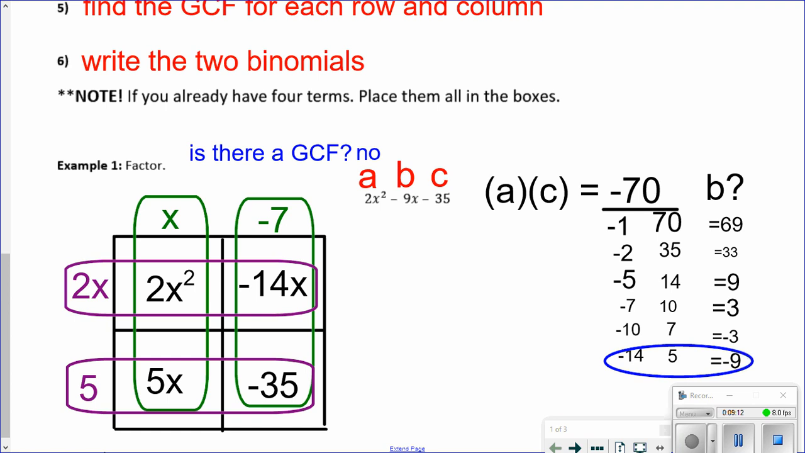Now that I filled in the outside of the box, I have my two binomials: 2x plus 5 and x minus 7. So I go ahead and write out my answer. It doesn't matter the order you write it in, but you do need to write out both binomials. This is the factored form, because this is what got multiplied together to create this. And that's what we're trying to find.